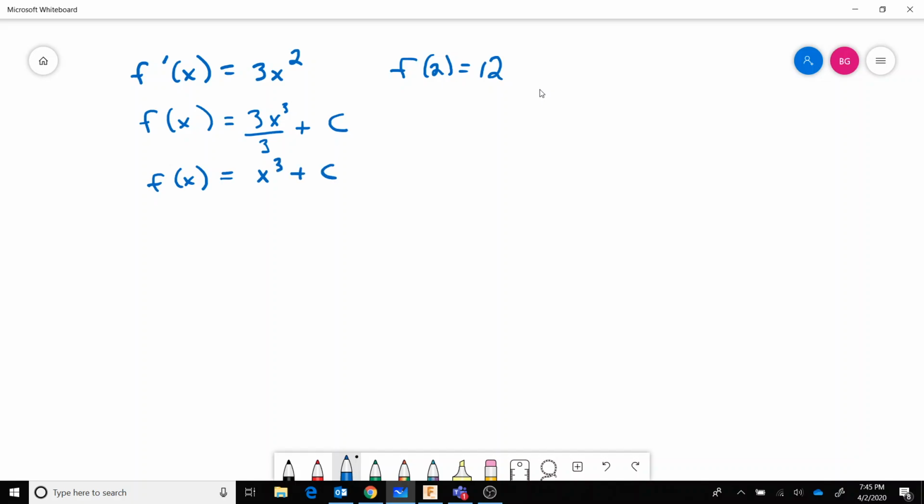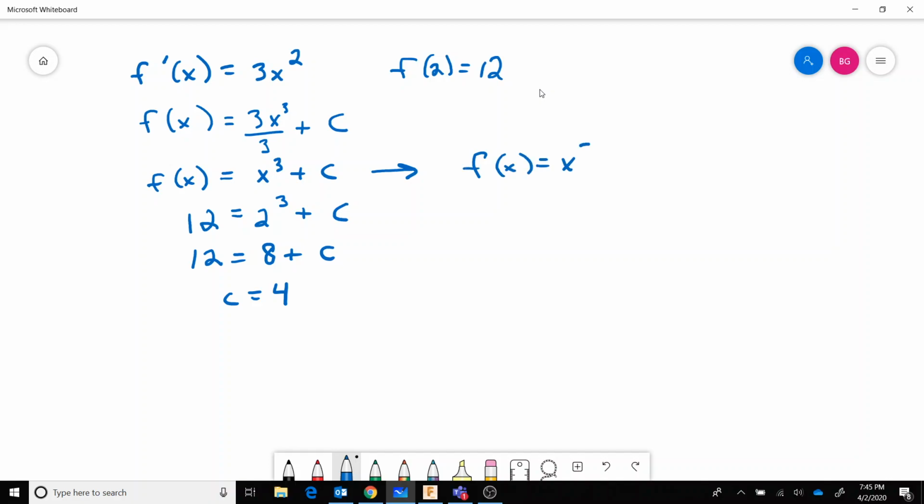Well, I'd like to find out c. I know that f of 2 is equal to 12. So when x is 2, the output is 12. I can actually solve for c. 12 is equal to, let's see, 2 cubed, 2, 4, 8, plus c. C is equal to 4. So the actual particular answer here that we're looking for is f of x is equal to x cubed plus 4, because I actually solved for c.